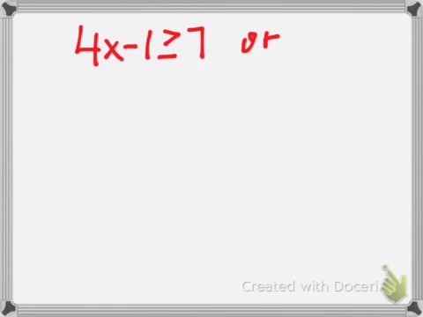Let's see. I think we need to do maybe one more. Let's do 4x minus 1 is greater than or equal to 7, or, so this time we have an or, 9x over 2 is less than 3.